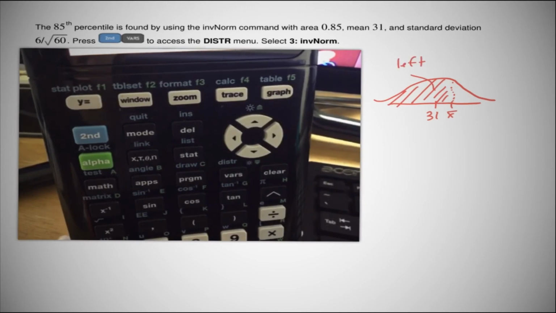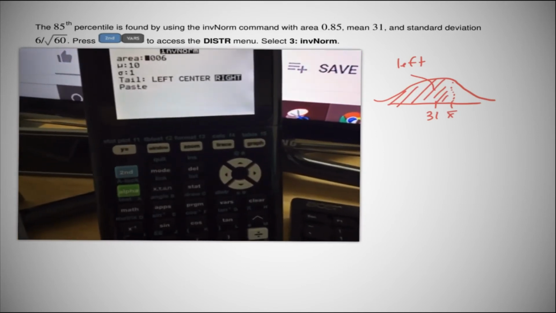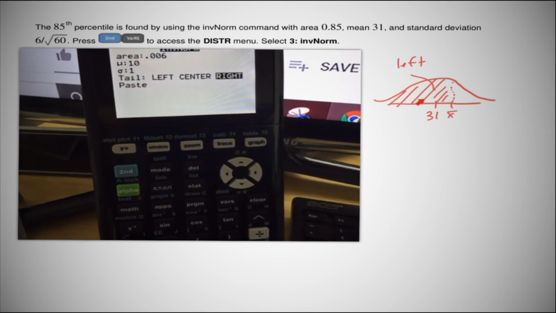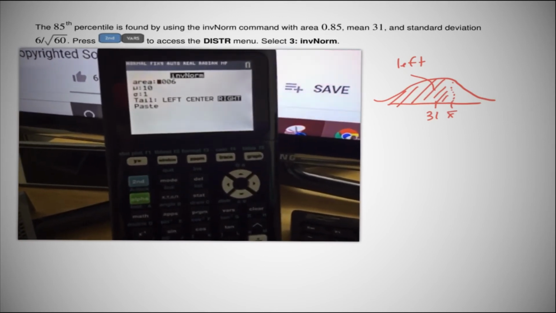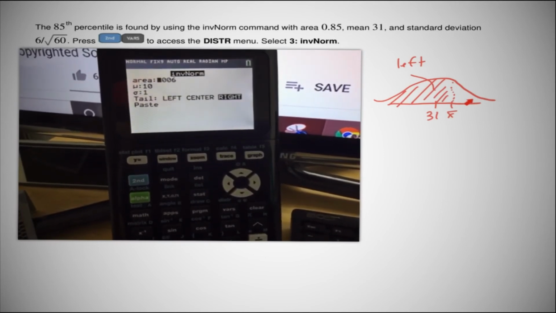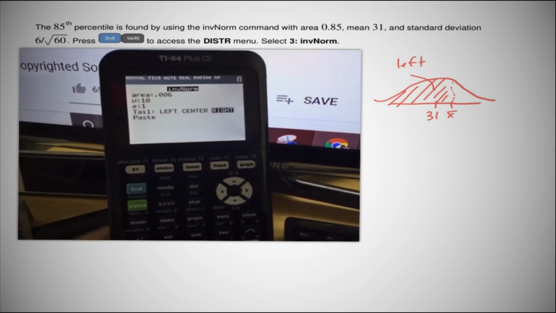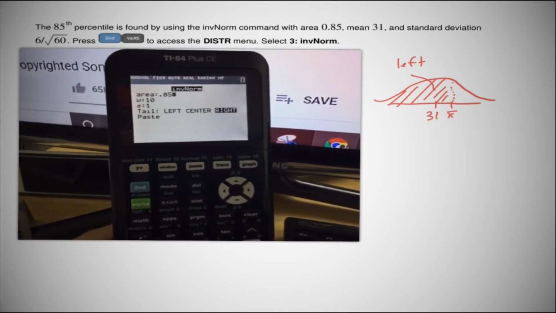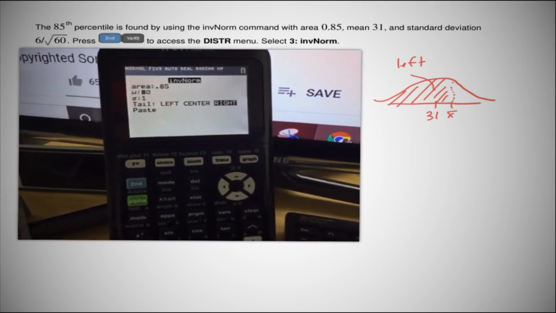If your calculator doesn't ask you, like mine does, left, center, or right, what your calculator is assuming is that this area is going to be the left. So what you always want to enter into your calculator, if yours isn't as nice as this one, is the area to the left. If they give you the area to the right, just do 1 minus that area, and that's what you're going to plug into your calculator. So our area, we said, is 0.85. The mean we're going to use, they tell us up here, is 31.